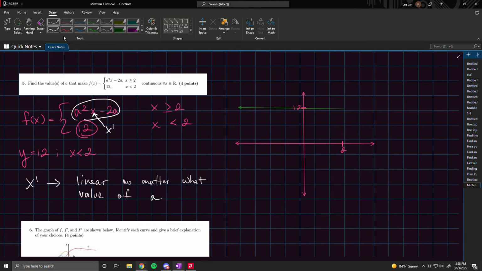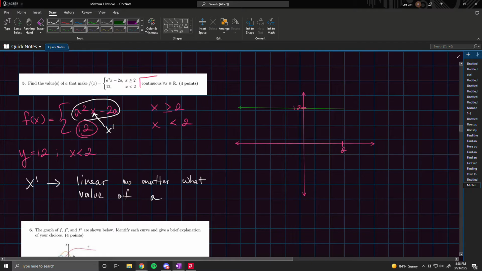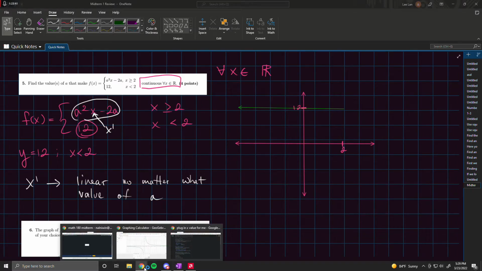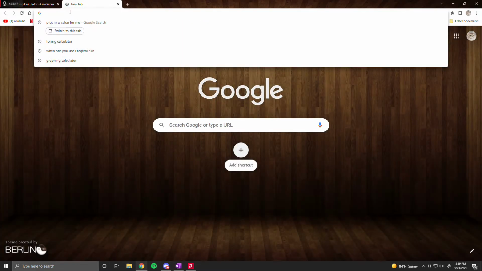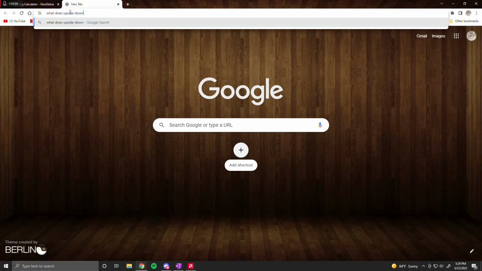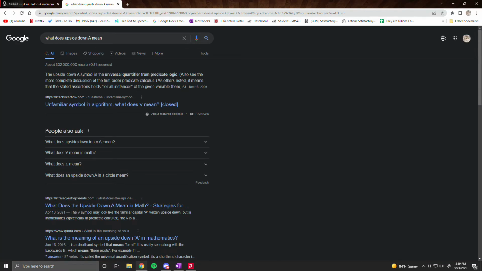Oh, okay, so here's some more notation that could be confusing. Continuous here, so let's look at, what does the upside down A mean again? Sorry. Okay, it means for all instances.